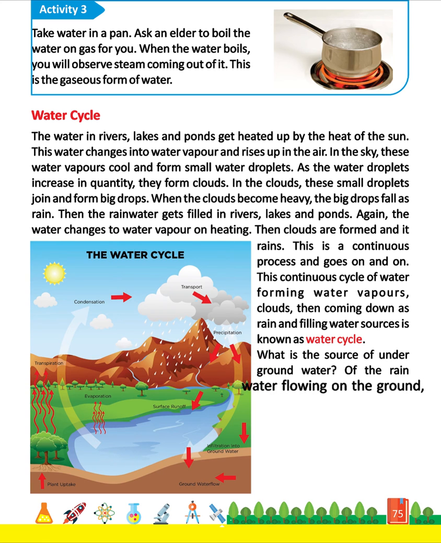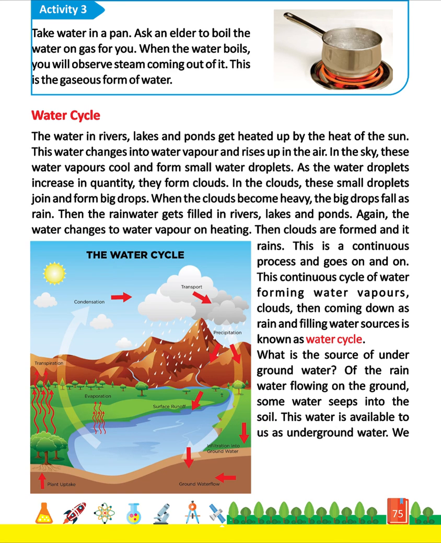What is the source of underground water? Of the rainwater flowing on the ground, some water seeps into the soil. This water is available to us as underground water. We can get this water by digging wells.